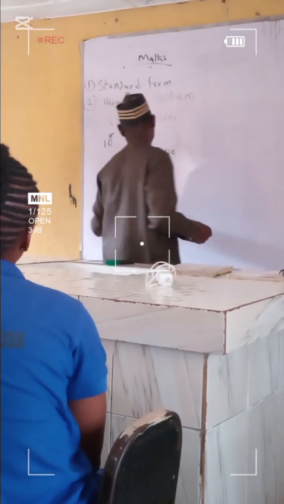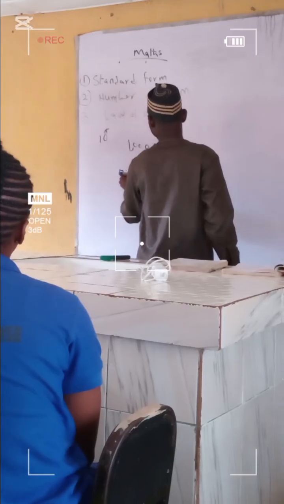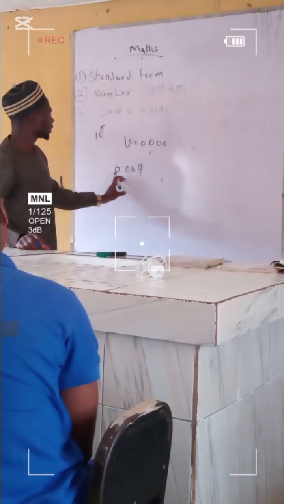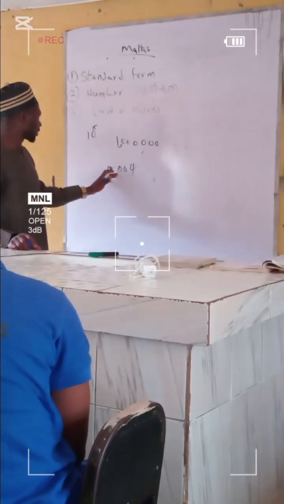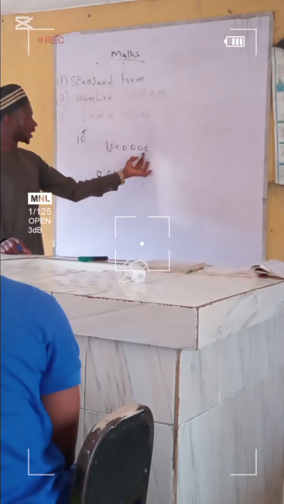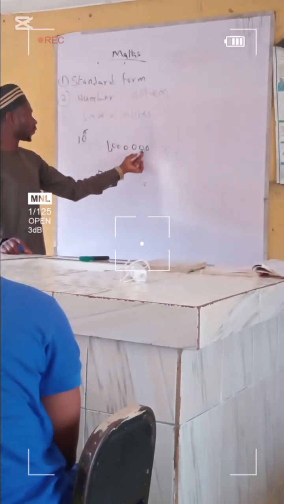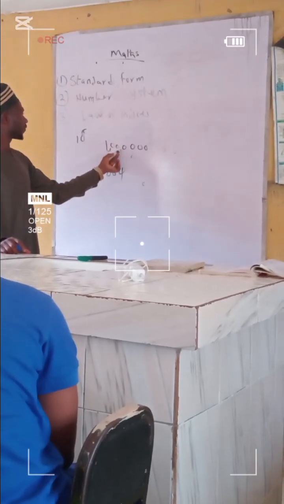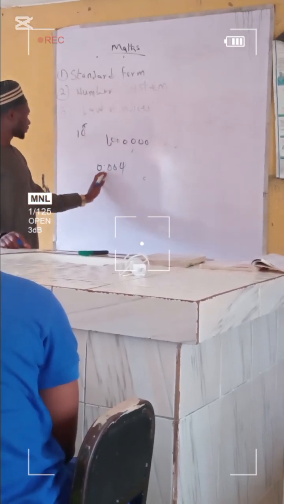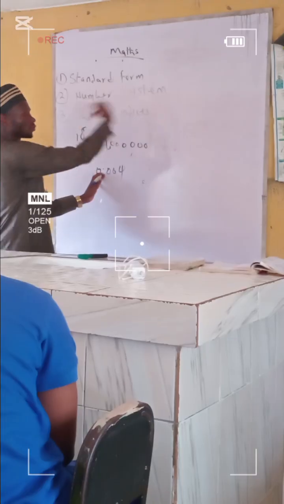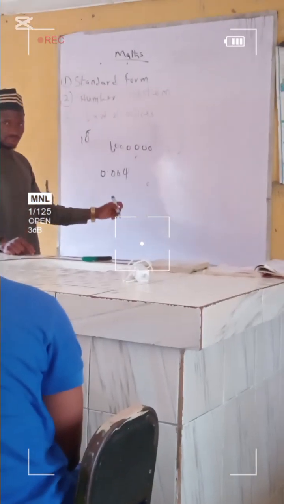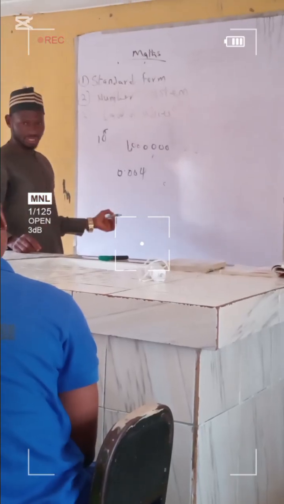So you can have instances like 0.04. If you are asked to express this in standard form, the reason why this one is 6 is that from here we know our decimal point is here. You start moving 1, 2, 3, 4, 5, 6. Because this one I'm going frontward, that is why it's positive. But if I'm going backward, it will be negative.